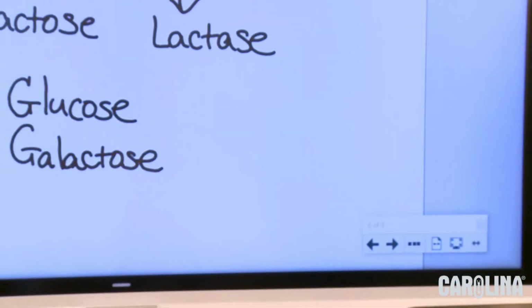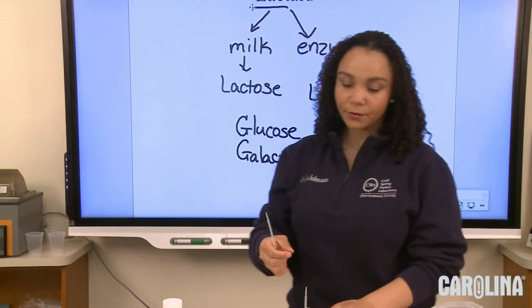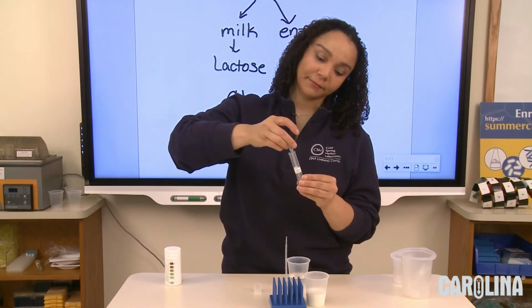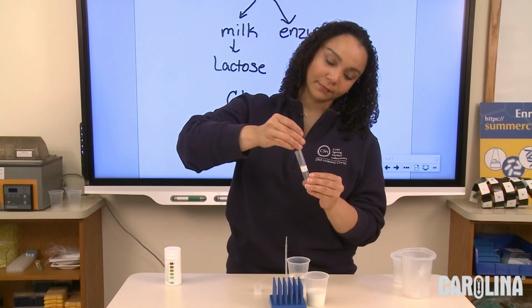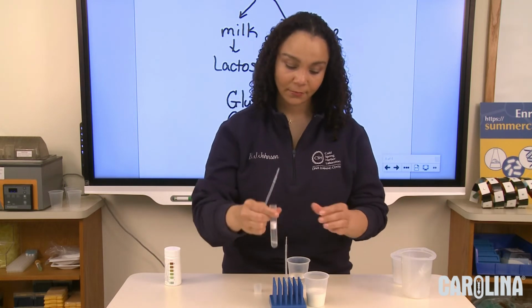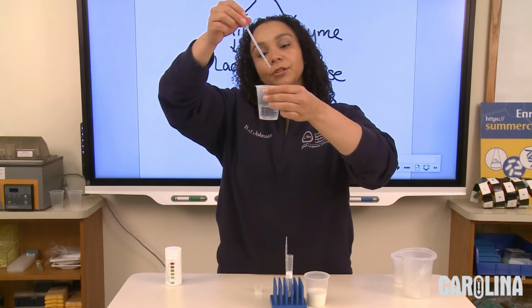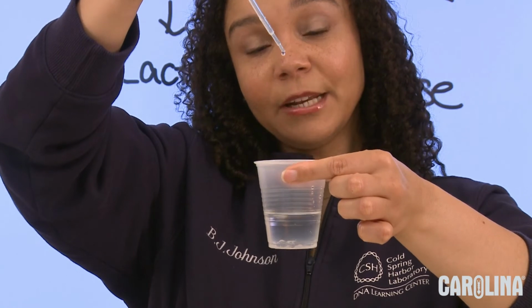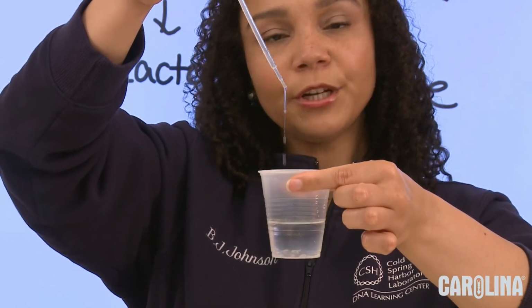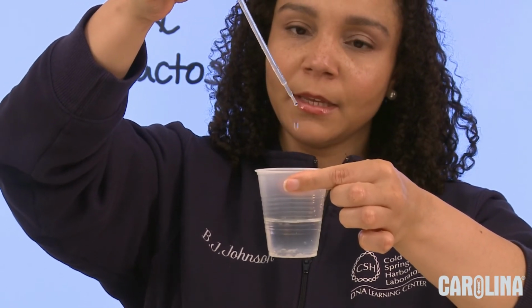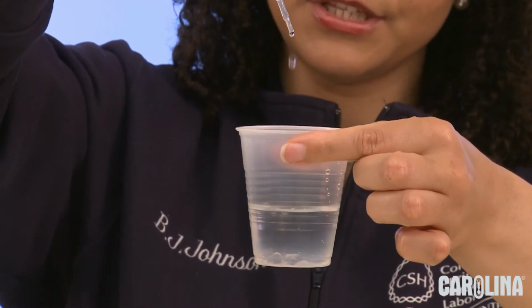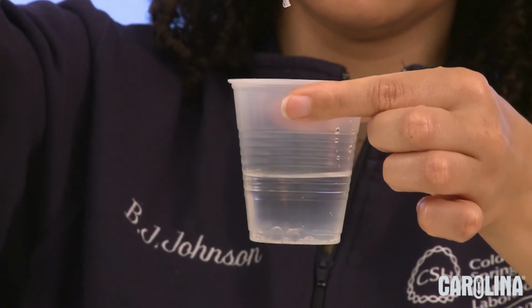Now, when you're doing this step, you don't want to do a stream. And I'll show you what a stream is. You want to drop it into the solution slowly, but not very slow. If you drop it this slow, it'll take you forever to finish your experiment. But you don't want to do that either. That's a stream. And you're just going to add all of the lactase sodium alginate mix into the calcium chloride. And I'm going to do it one more time.